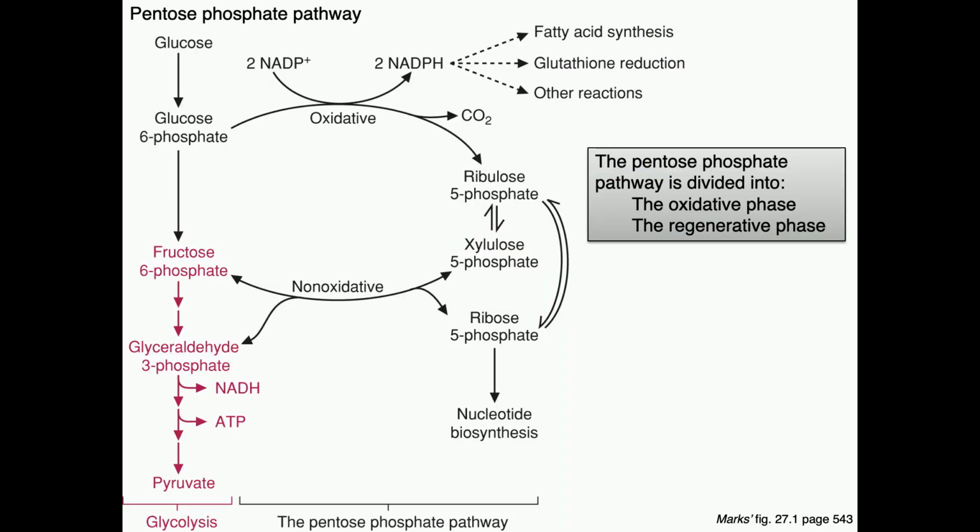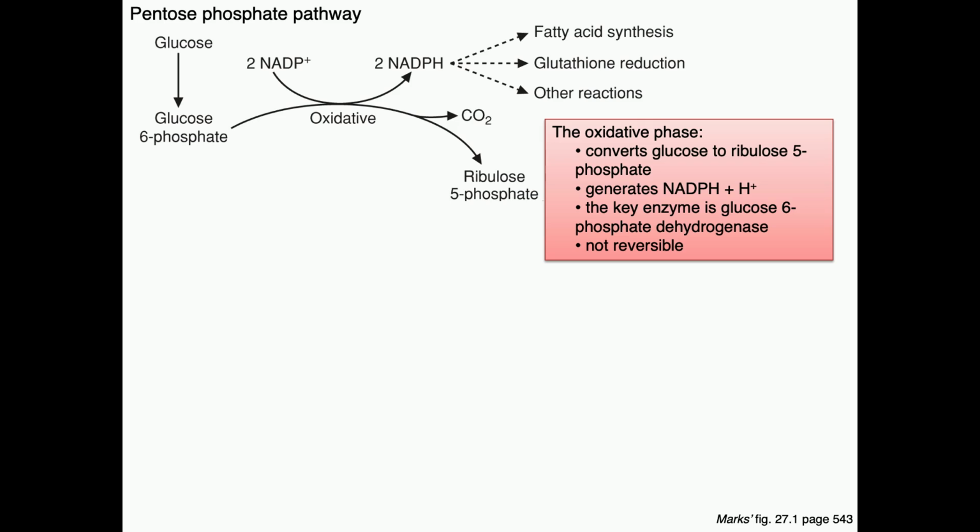Further to those different functions, the pentose phosphate pathway is divided into two phases. This is a cartoon summary showing the whole thing, with glycolysis on the left and the pentose phosphate pathway on the right. The two phases are referred to as the oxidative phase and the regenerative phase. The oxidative phase performs an oxidative decarboxylation of glucose-6-phosphate through two steps, transforming the 6-carbon glucose-6-phosphate into the 5-carbon ribulose-5-phosphate and generating a molecule of carbon dioxide.